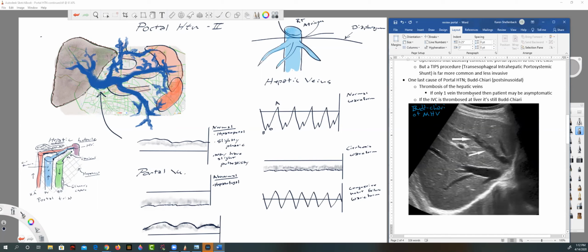If only one vein is thrombosed, the patient may be asymptomatic. I had a really interesting case where a gentleman came in and there, right on the edge of his rib cage, was something really hard, kind of sticking in. You go to push just under the rib cage, and you can clearly feel something quite hard.